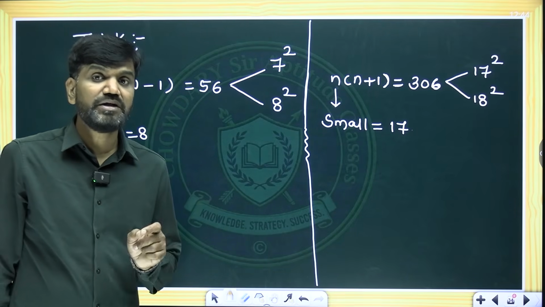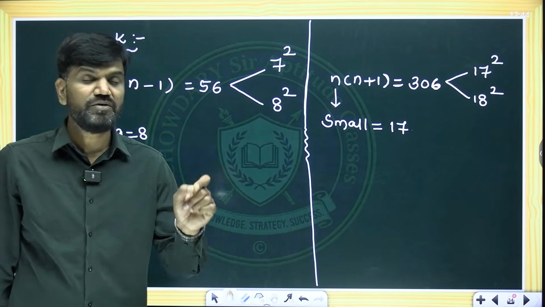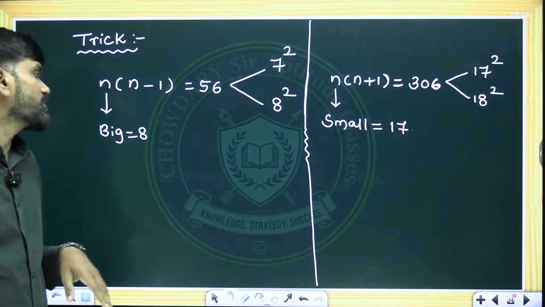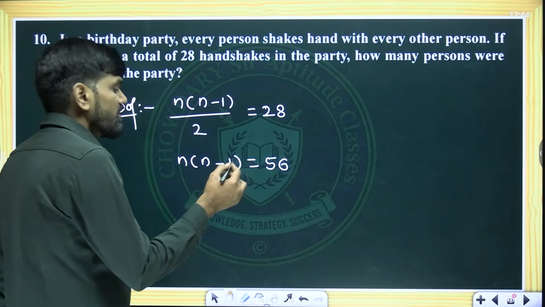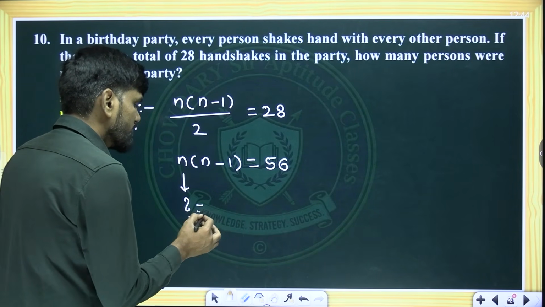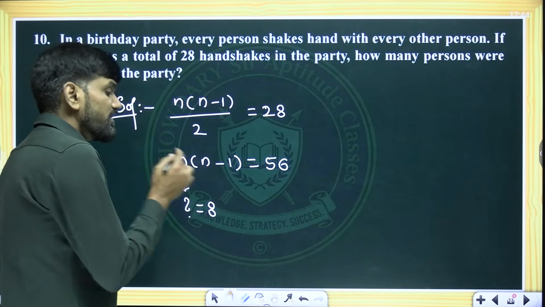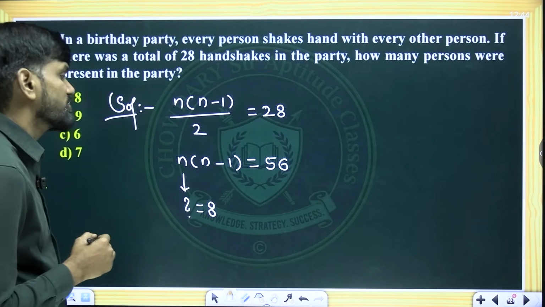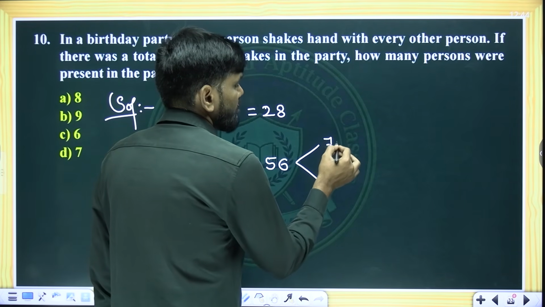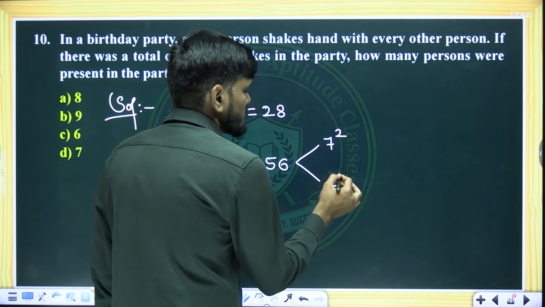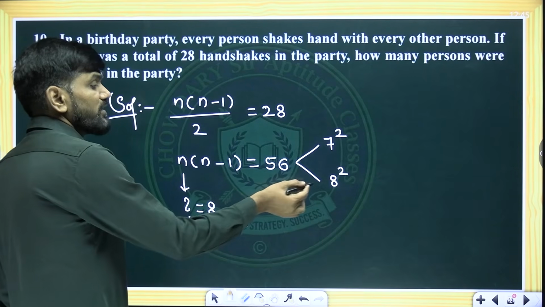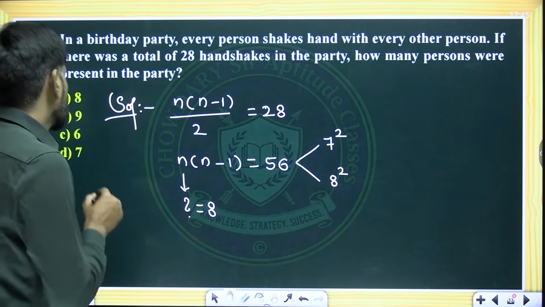So whenever you come across the product of two consecutive natural numbers, to find the value of n, you follow this shortcut technique. Coming back to this one, the value of n here will be 8, because it is representing n into n minus 1, the product of two consecutive natural numbers. As 56 is lying between 7 square 49 and 8 square 64, and n here is representing the bigger value, n must be equal to 8.